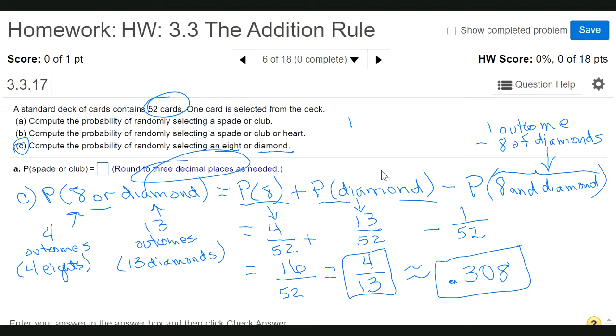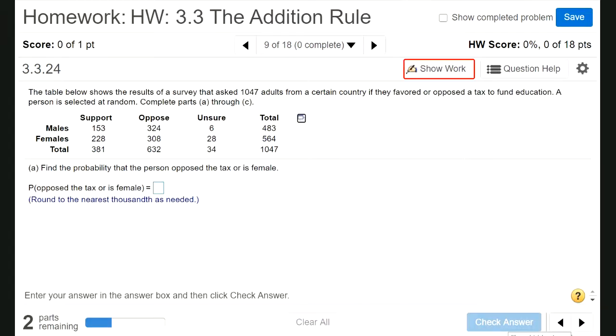The next one that I pulled up for you is number 9. Now this one has a table on it. And so getting these kinds of questions right comes from understanding your table. But I want you to know, hold on a second.